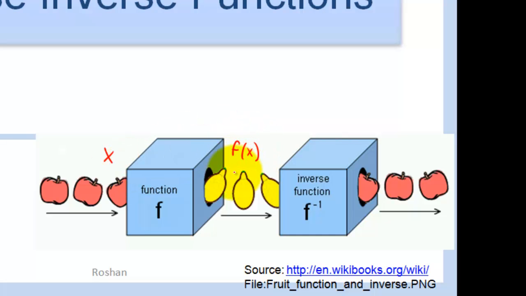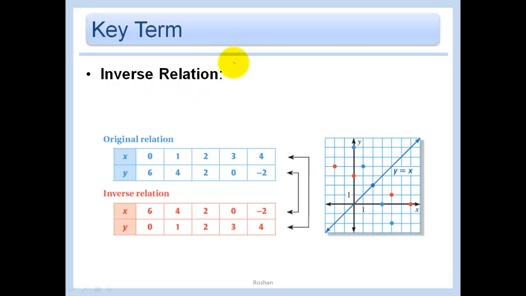Now, we are going to put the lemons into the f inverse machine. And when we do that, we get back out our original thing, our x. All an inverse relation really does is interchange the input and output values of the original relation.